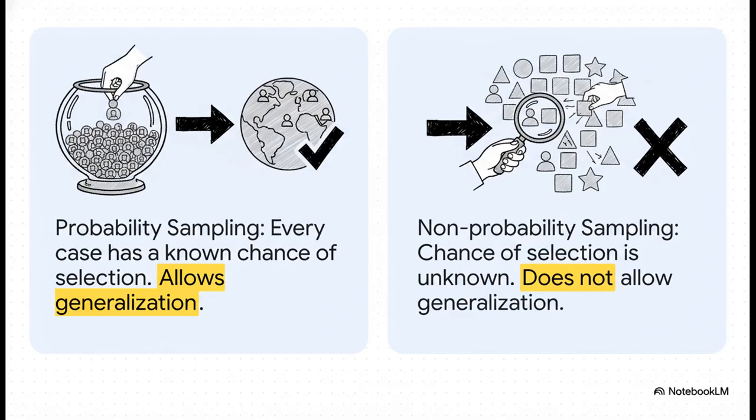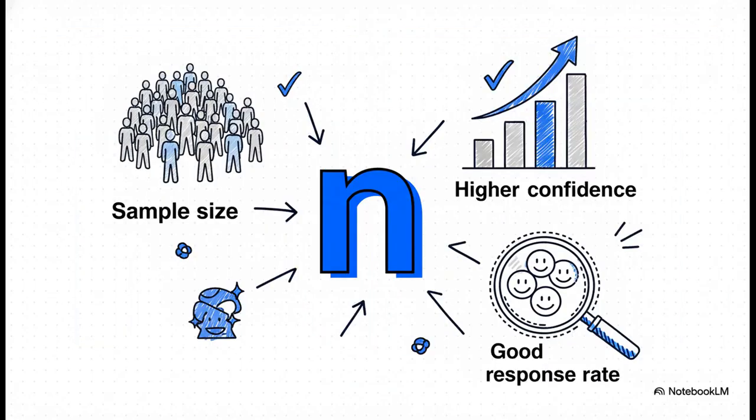Now, non-probability sampling is different. Its goal is much more targeted. You might choose specific people for a very specific reason, or just because they're easy to find. The key thing to remember is this. Only probability sampling lets you confidently generalize your findings to a bigger group. And of course, size matters. The sample size, which you'll often see written as a little n, is just the number of people in your study. And generally speaking, a bigger sample size, along with a good response rate, gives you a lot more confidence that your results aren't just some random fluke.